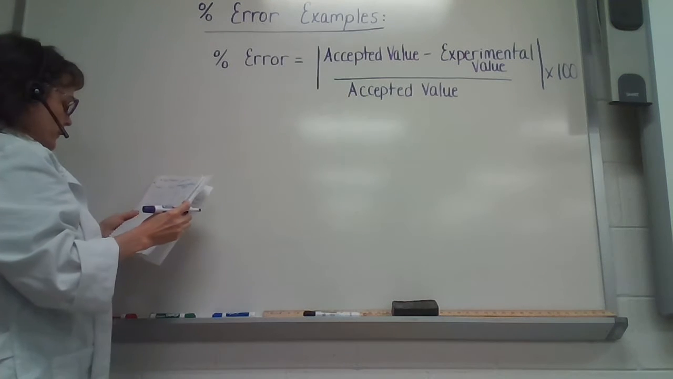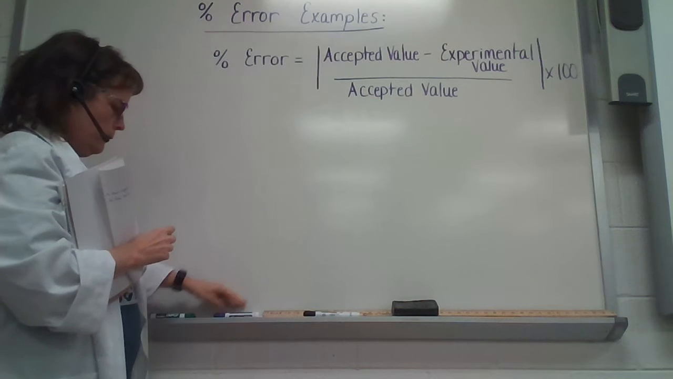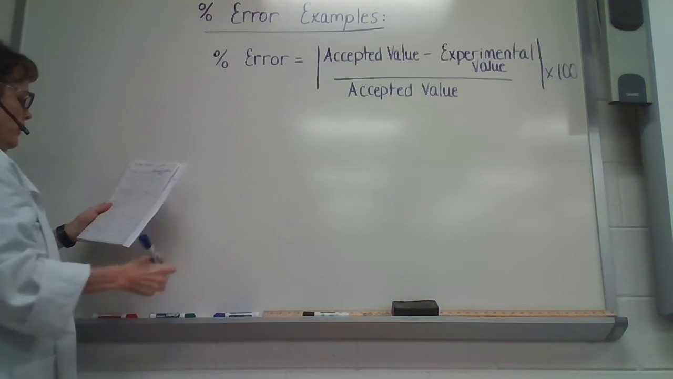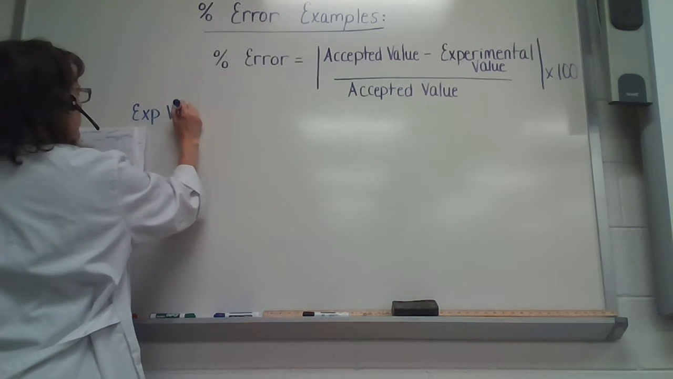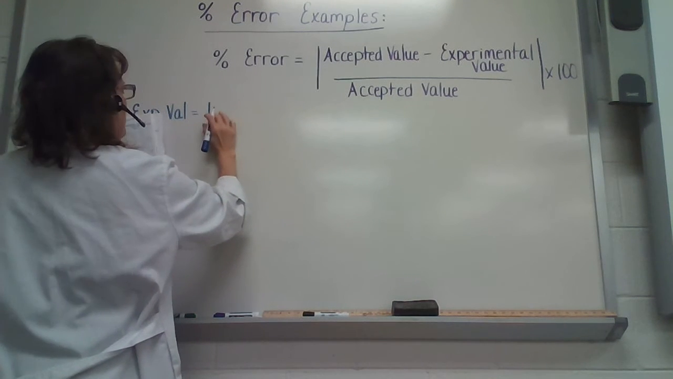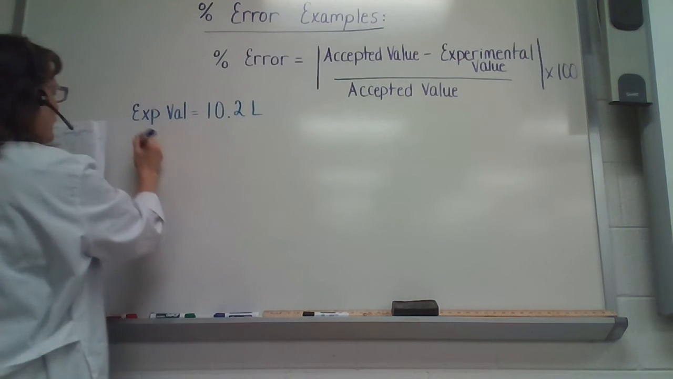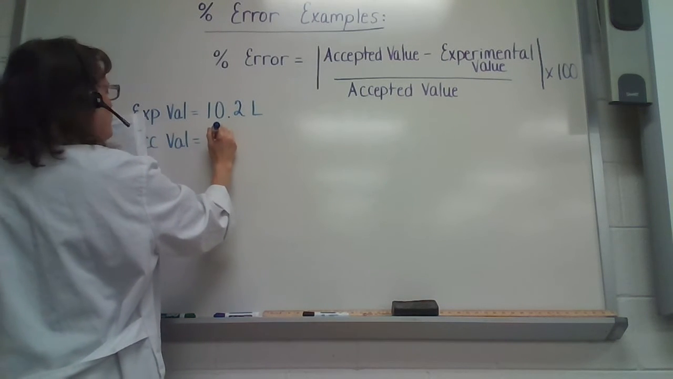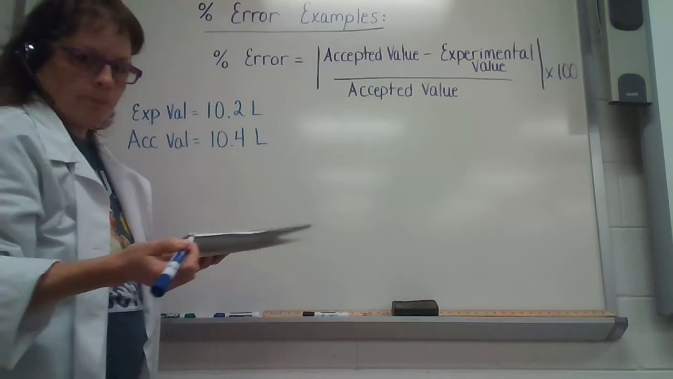All right, so let's look at an example. Actually, I think I'm going to change colors here. I'll go to blue. All right, so example number 1, our experimental value is equal to 10.2 liters, and our accepted value is equal to 10.4 liters. So we have to set up a problem.